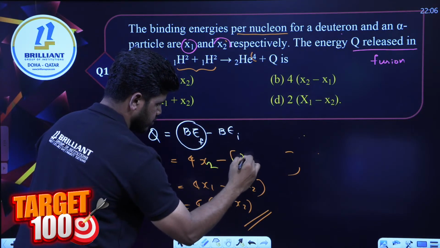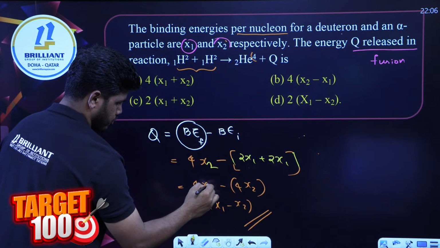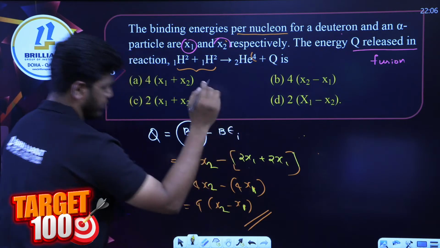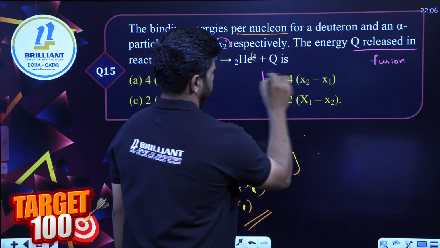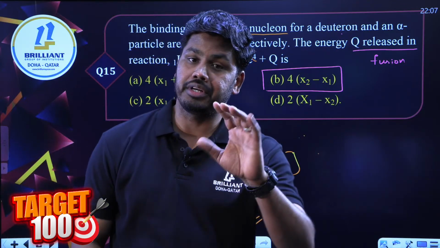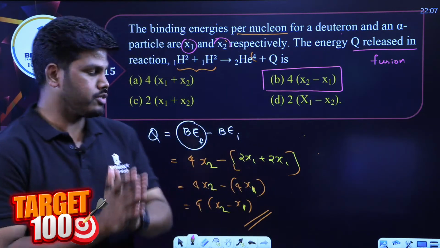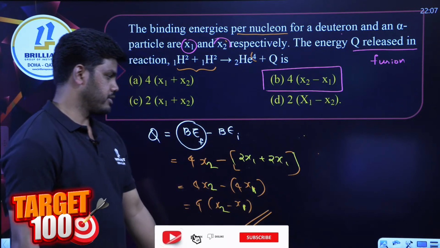So 2X1 plus 2X1 once again. We get 4X2 minus 4X1, so X2 minus X1, which is option B. That was the energy release. Whether it is fission or fusion, irrespective of the process, energy released is going to be the change in binding energy: binding energy final minus binding energy initial.